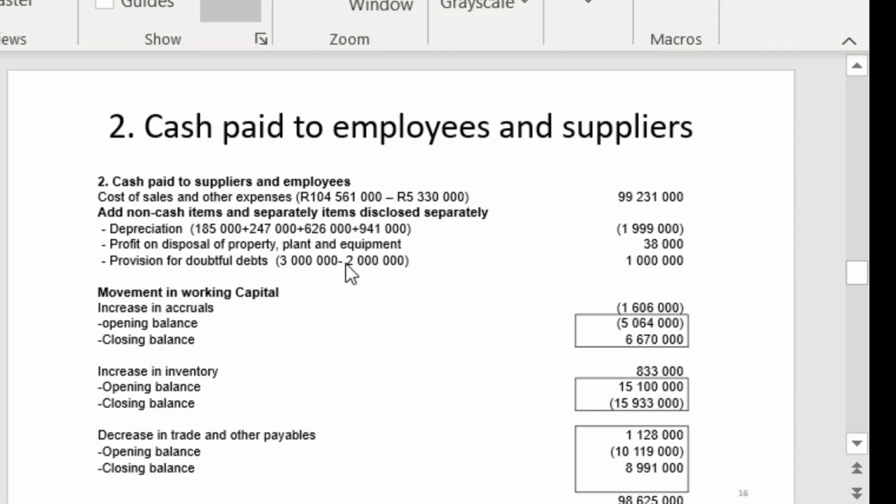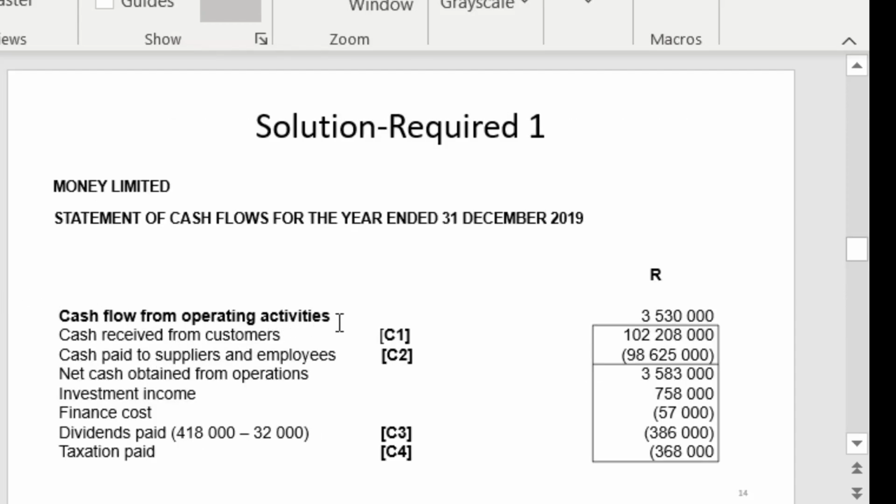So it is a movement between 3 million and 2 million. 3 million was for 2018 and 2 million was for 2019. So the movement is 1 million, which is a non-adjusting event. So that all in all, it comprises of our cash paid to employees and suppliers, and if you add all these amounts, it will give us 98,625, which needs to be disclosed again on the cash flow from operating activities, here reflected as calculation number 2.